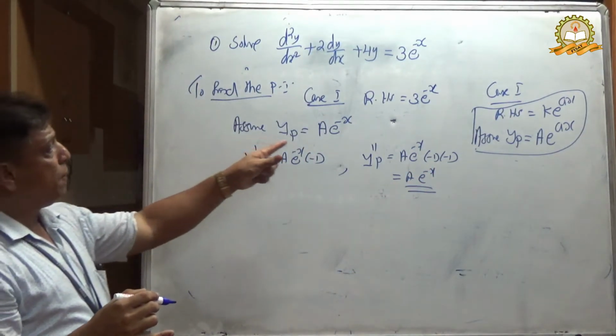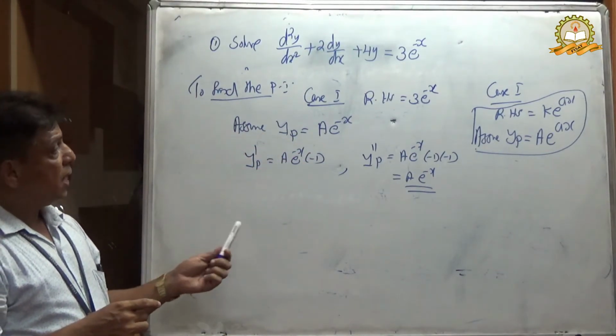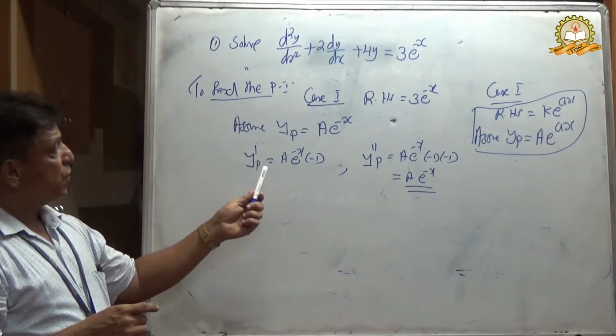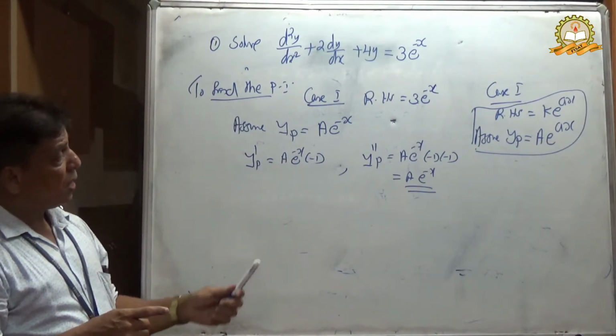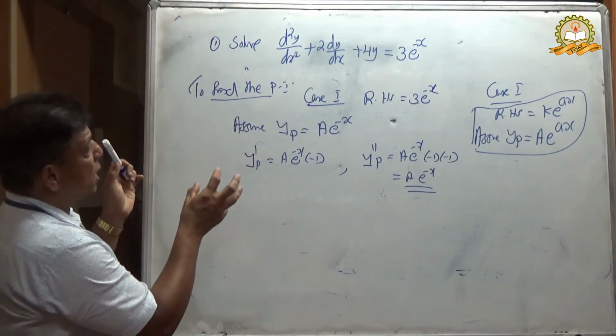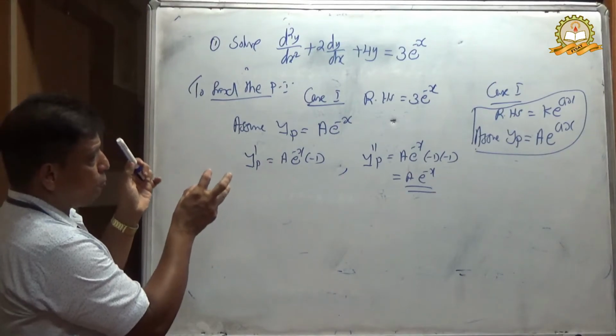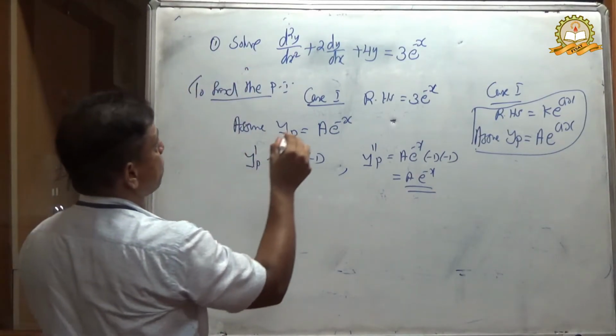Assume the particular integral yp is equal to a into e raised to minus x. Then take the first derivative and again the second derivative. The first derivative will be minus a into e raised to minus x. The second derivative will be a into e raised to minus x. Then substitute yp, y dash p and y double dash p in the given problem.